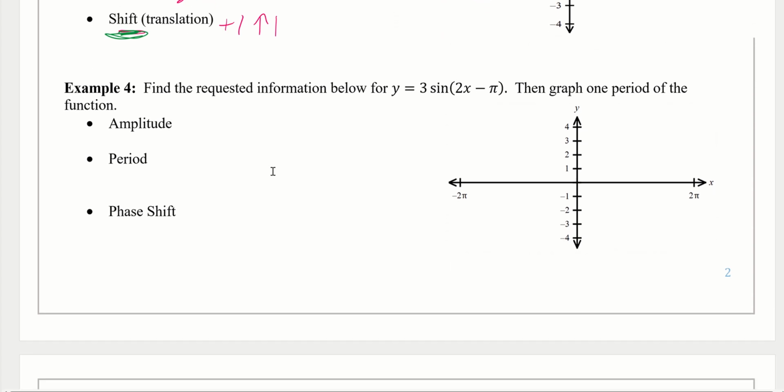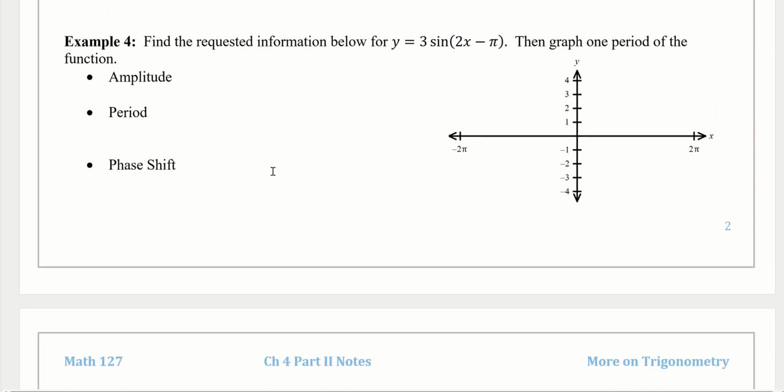Okay. All right, let's try one more. These, in my opinion, are definitely the most challenging when we have a phase shift. So the phase shift moves it left and right. Okay, so it's going to move it left and right. And so that makes it a little bit tricky because that 0 value now moves. It's not at 0 anymore necessarily.